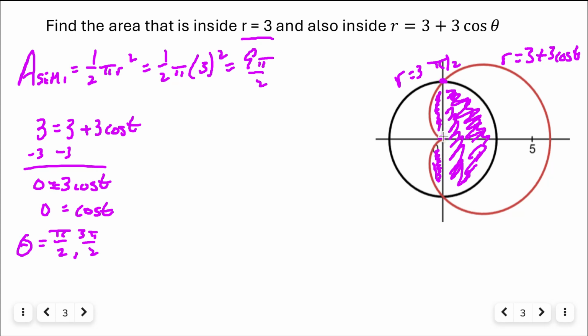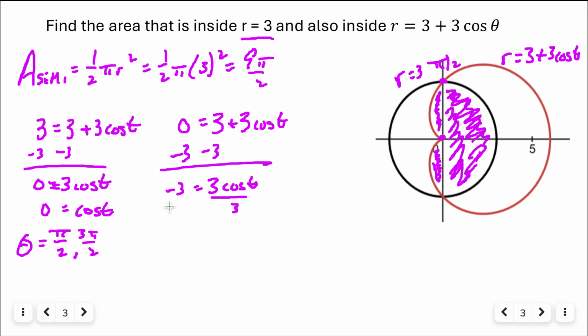Now, the question is, what is this value here? So this value is where r is equal to 0 on 3 plus 3 cosine theta. So 0 will have to be 3 plus 3 cosine theta. So I'm going to subtract 3 on both sides. I get negative 3 equals 3 cosine theta. Divide the 3 out. Cosine theta is negative 1. So theta is going to be pi. So this is pi here.